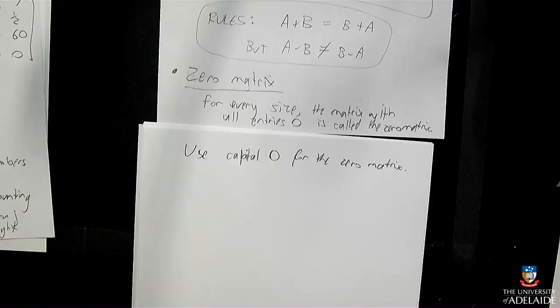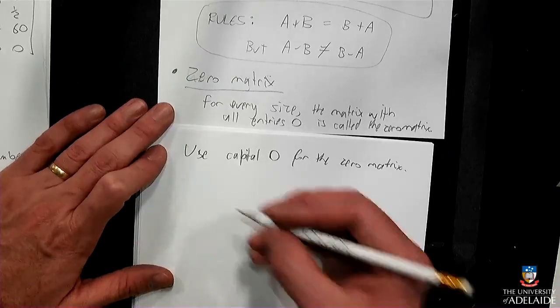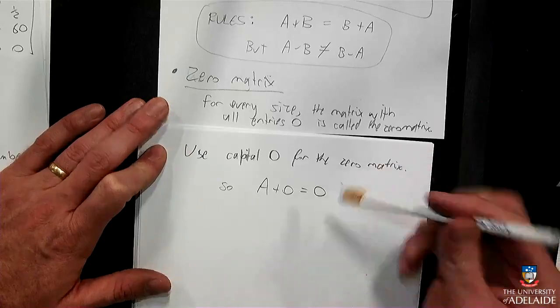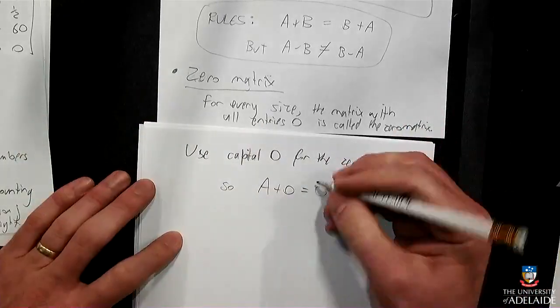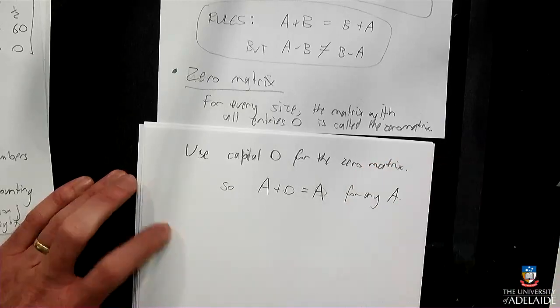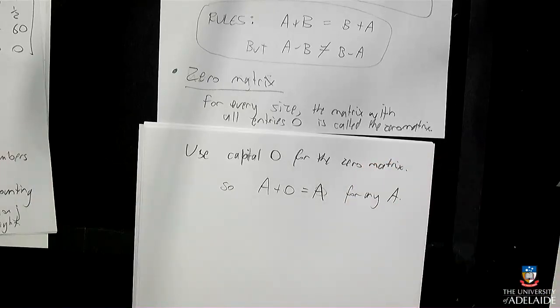So we use capital O for the zero matrix, and it has the property that if you add it to anything, it doesn't change the answer. Which makes sense. You're adding 0 to everything, it's the same. So A plus O is not O, it's A, for any A, as long as they're the right size. So we're used to that. The number 0 did that for numbers, and we have a zero matrix for matrices. So we're working through things. We've got addition, we've got subtraction.